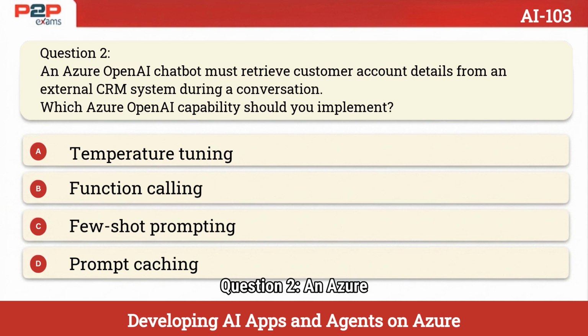Question 2. An Azure OpenAI chatbot must retrieve customer account details from an external CRM system during a conversation. Which Azure OpenAI capability should you implement? A. Temperature tuning. B. Function calling. C. Few-shot prompting. D. Prompt caching.